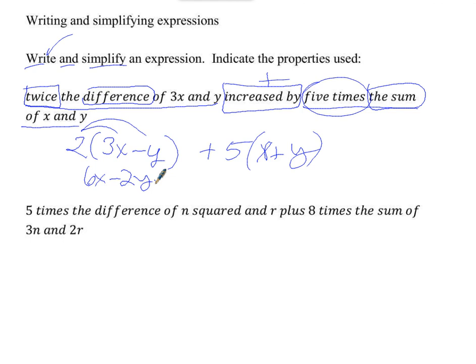Now what do I write here? Plus. And then, good. 5 times x is 5x. 5 times 1x is 5x. And then 5 times 1y is plus 5y. Okay, now I got to say what property that was. So this is step 1 right here. The property that I used was the distributive property.